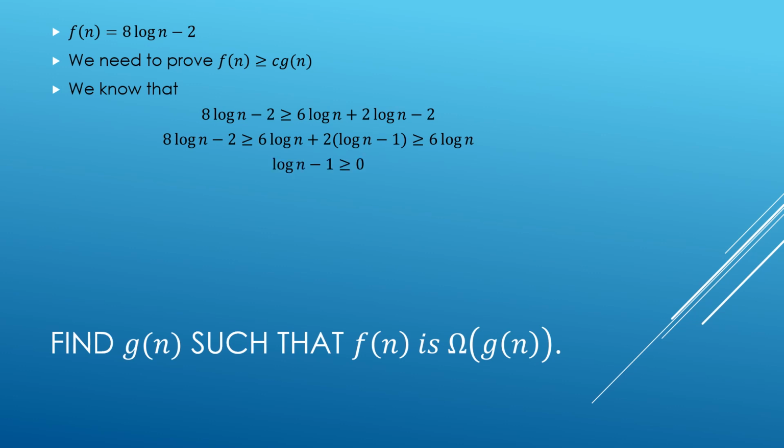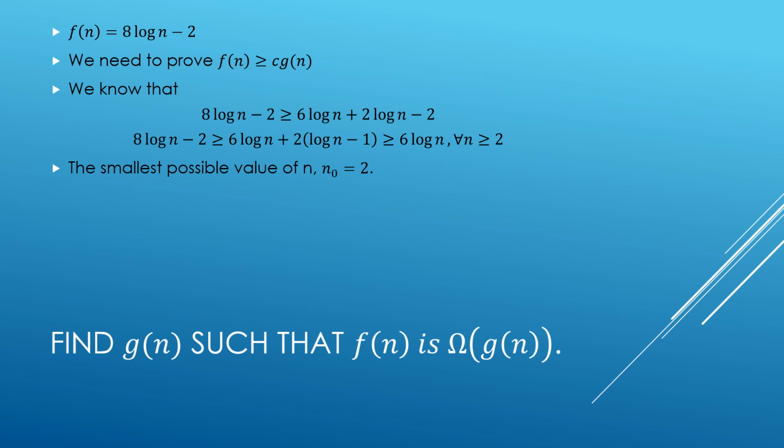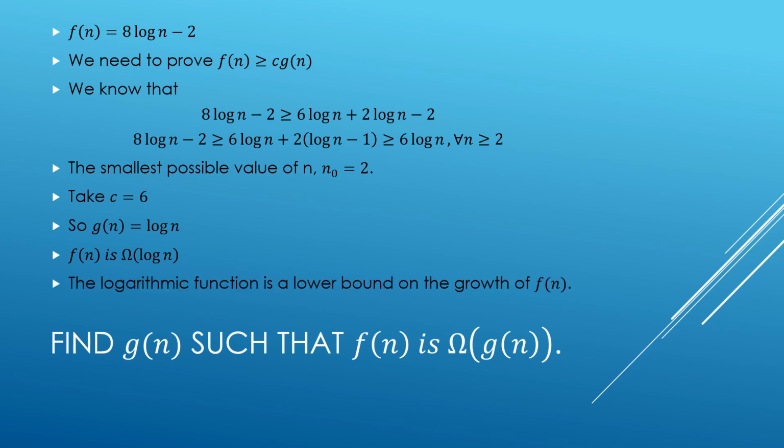But this will happen when log n minus 1 is greater than or equal to 0, which means log n is greater than or equal to 1, which means n is greater than or equal to 2. The smallest possible value of n is 2, c is 6, g(n) is log n, f(n) is omega of log n. The logarithmic function is a lower bound on the growth of f(n).